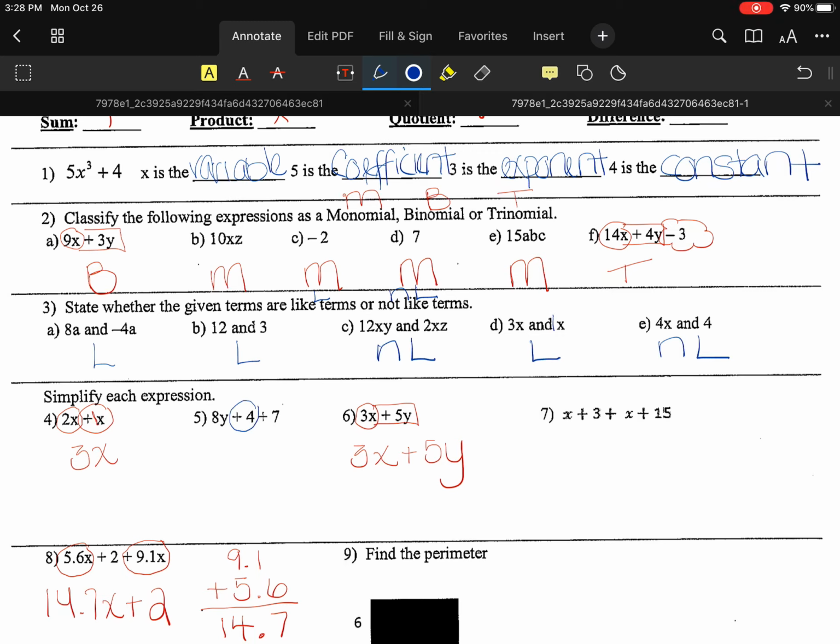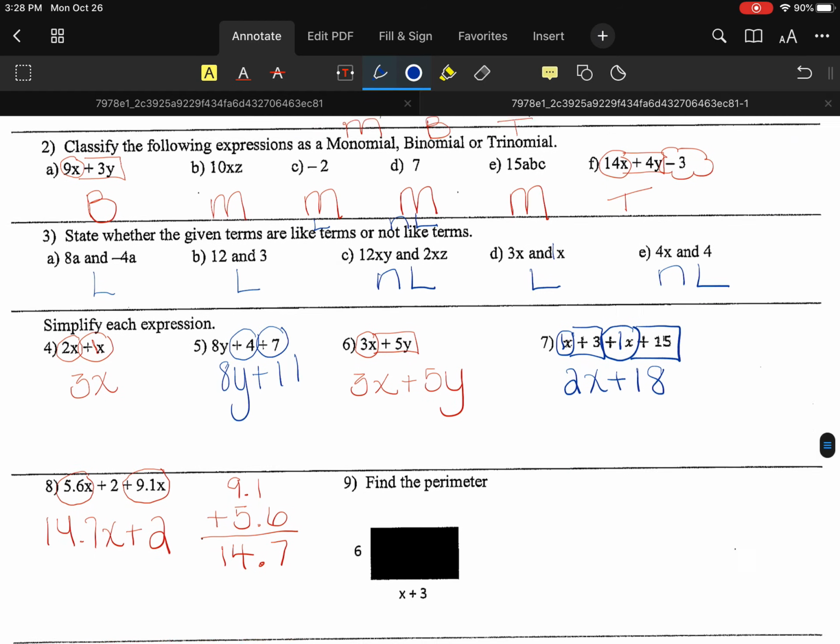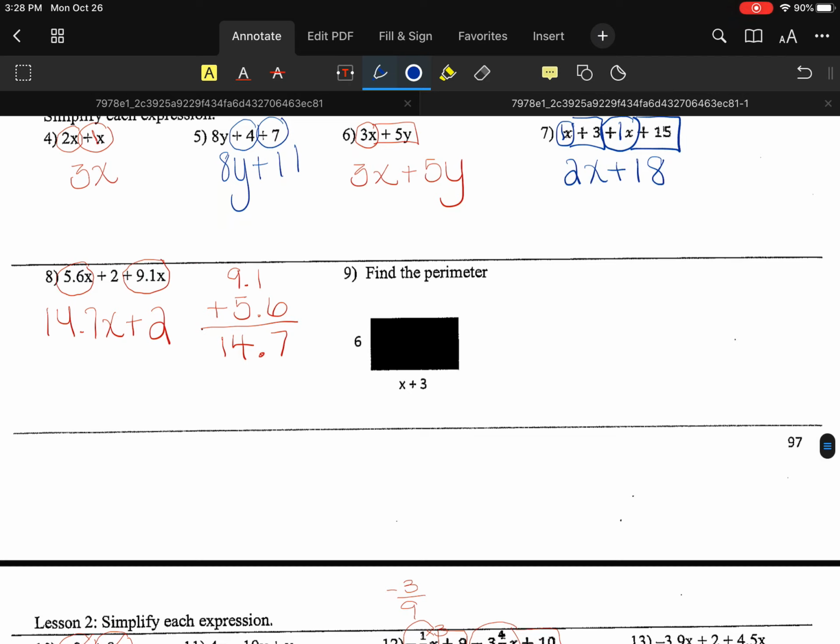So I skim through. I have a plus 4 and a plus 7. Those are both constants without variables. I can add those. So 7, 8, 9, 10, 11. So 8y plus 11 or 11 plus 8y. Number 7, I have an x and an x. Both of those, make sure you take that plus sign with that x. They both have a coefficient of 1. So 1x plus 1x gives me a 2x. And a positive 3 and a positive 15, both are constants. That's a positive 18.